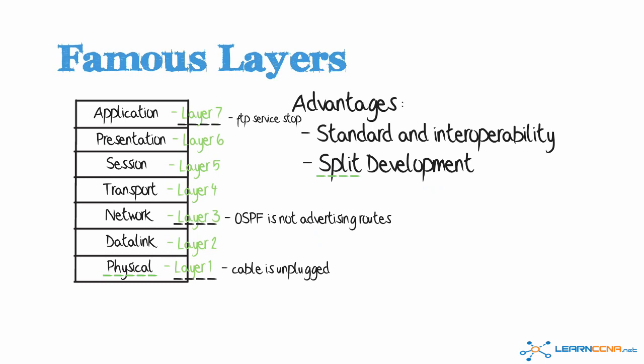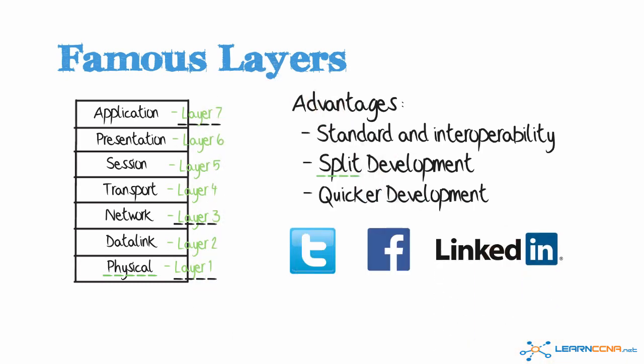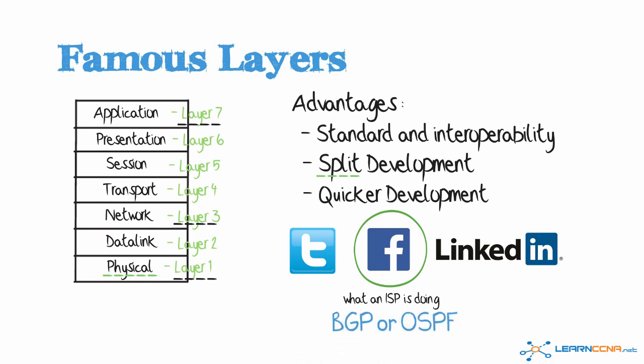The OSI model has also helped accelerate development of new applications and technologies. In the last few years, there's been massive development in technologies that rely on networks. Think of the fact that not many years ago, sites such as Twitter, Facebook, LinkedIn, and other social media sites didn't exist. Today, developers, for example, working on Facebook, don't need to understand what an ISP, or Internet Service Provider, is doing in the UK. All they concentrate on is the development of their website, and the ISP will route traffic to those websites using protocols such as BGP or OSPF.